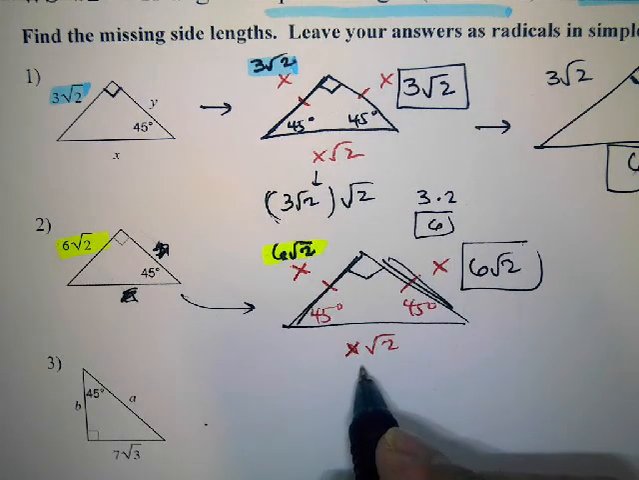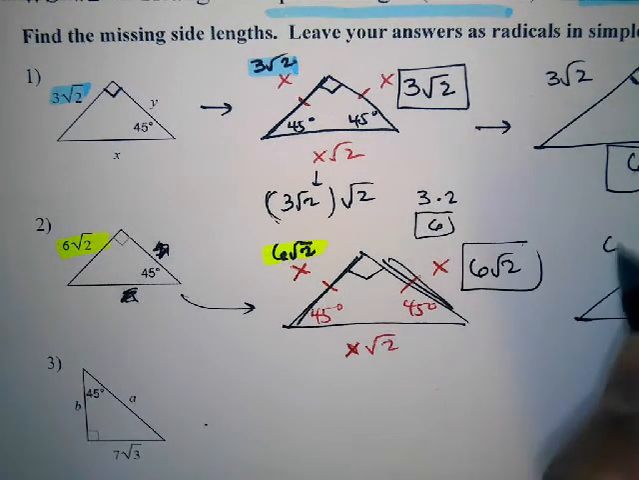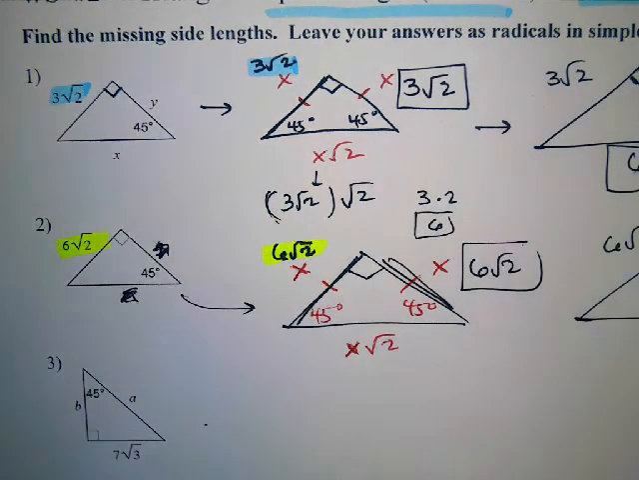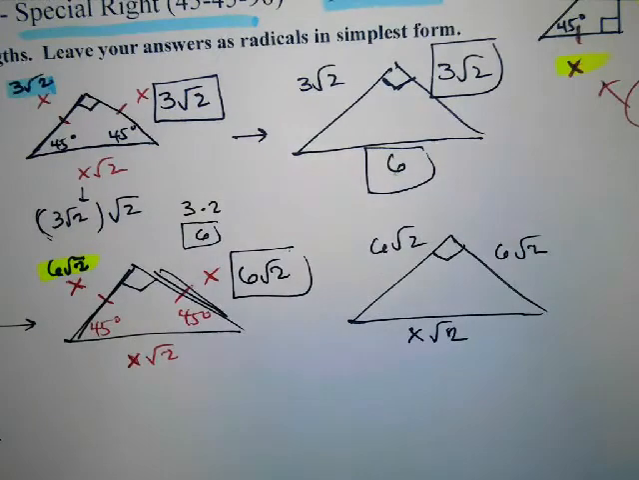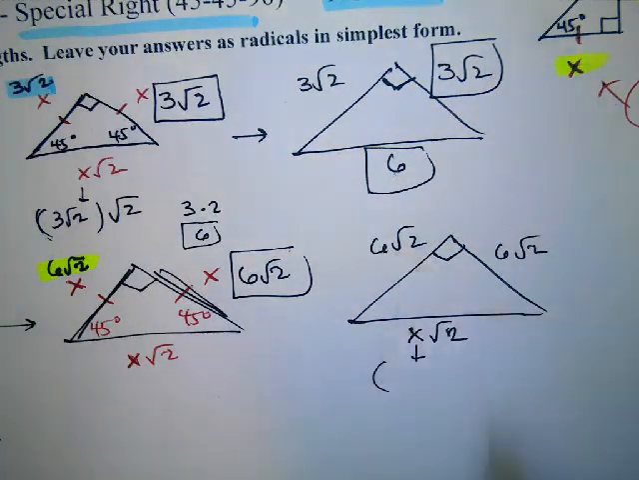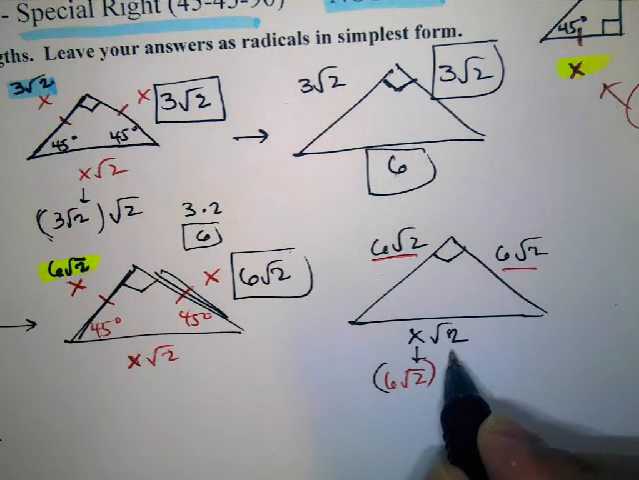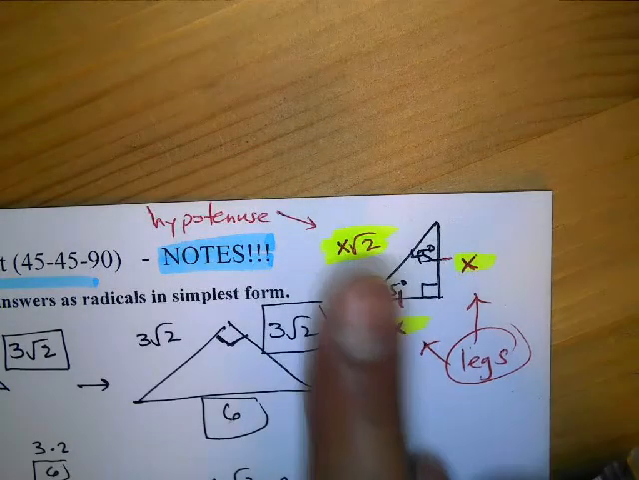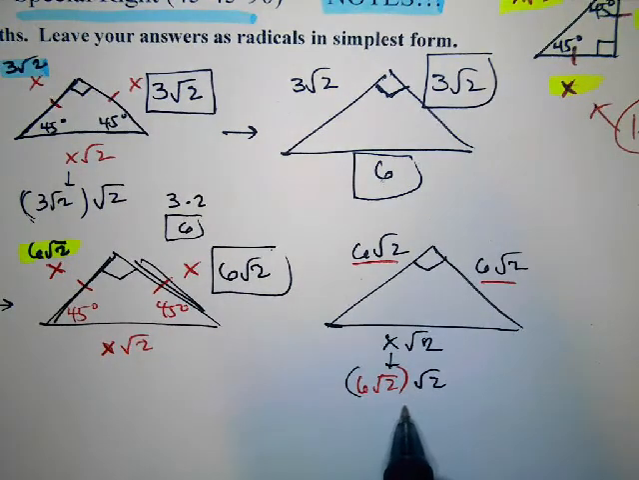So that means that here, for this x, it should be what? Let me just draw it over here. I don't want to run into this one. I already got 6 root 2. This should be the value of x times root 2. Well, the value of x is 6 root 2, but then times this root 2, right? Because we know the hypotenuse has to be whatever the value of x is times root 2.